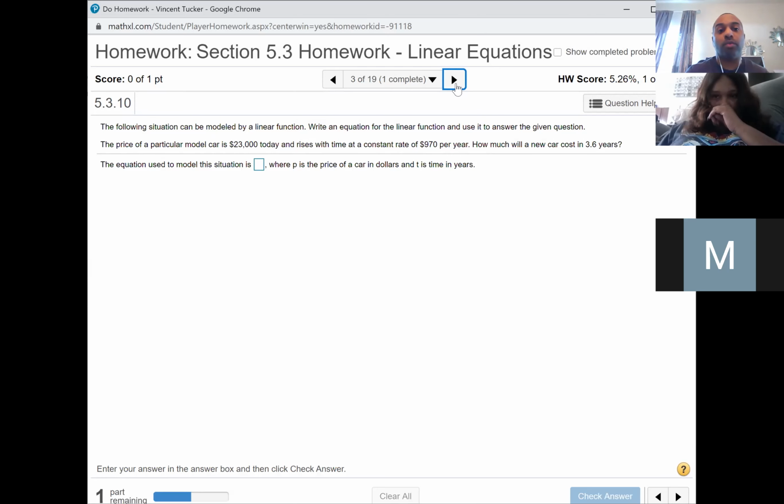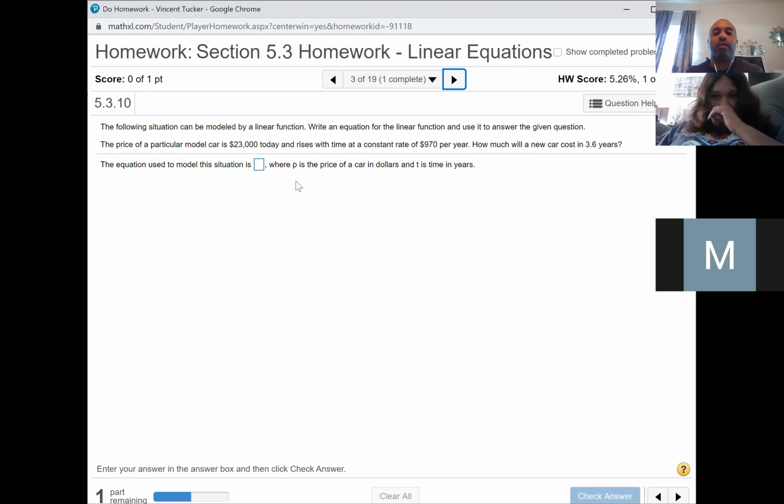5.10. Okay, so you want to write an equation this time. The following situation can be modeled by a linear function. Write an equation for the linear function to use as an answer to the given question. The price of a particular model car is $23,000 today and rises with time at a constant rate of $970 per year. How much will a new car cost in 3.6 years?